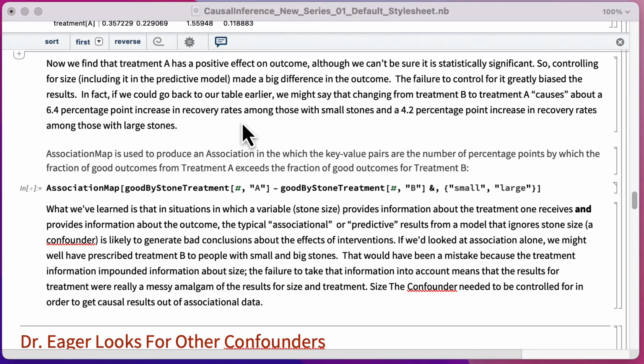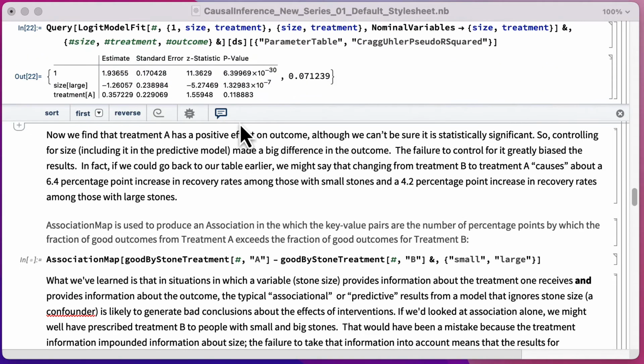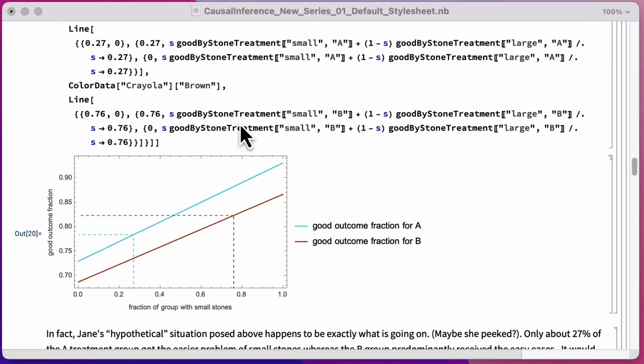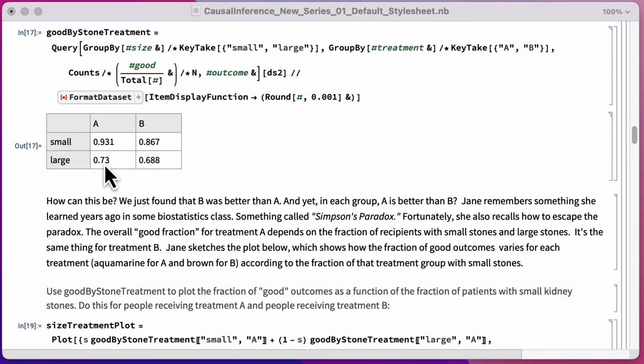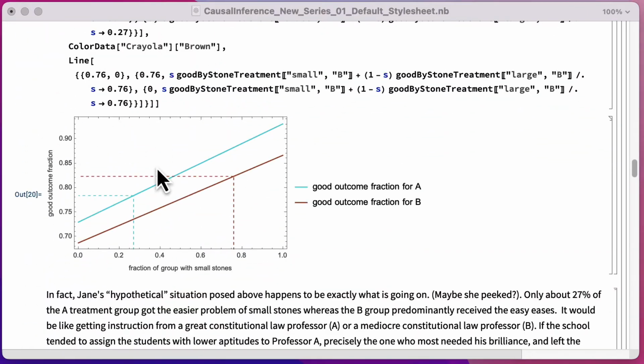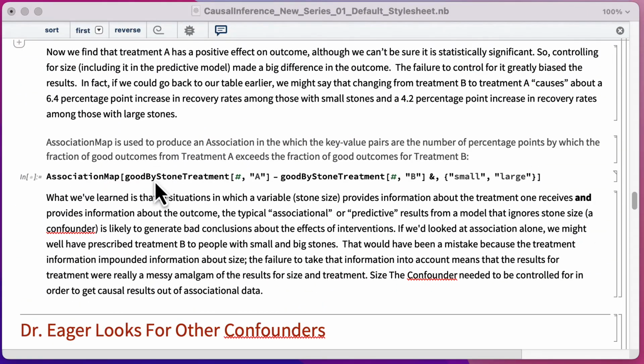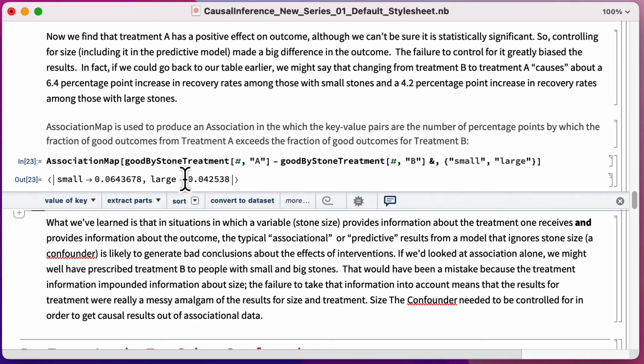All right, so to summarize, it's looking now as if actually treatment A is causing a better outcome. Among people with small stones shifting from B to A, looks like it increases the probability of a good outcome by about 6%. And among people with large stones, it looks as if it improves the outcome by, I don't know, 4-point-something%. So, and we can actually do a little bit of coding here and take a look at that more precisely. And yeah, you get 6.4% for small stones and 4.2% for large stones.